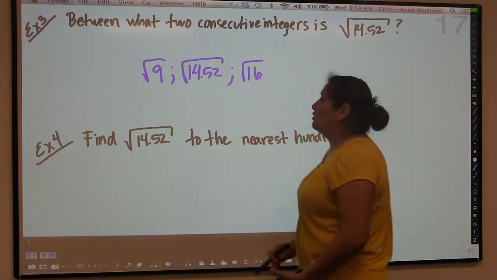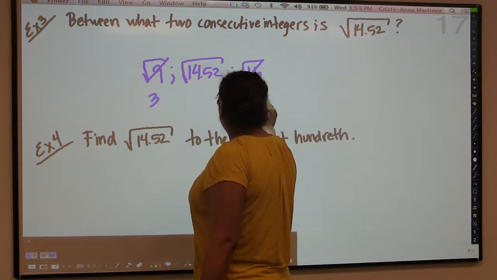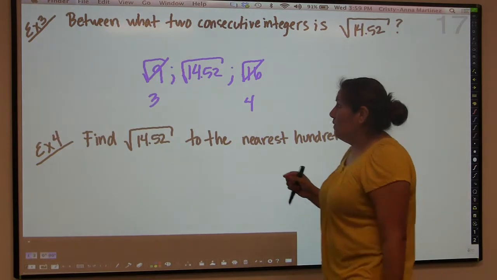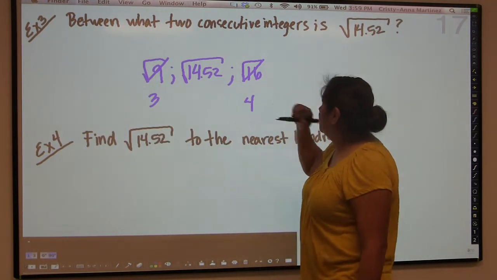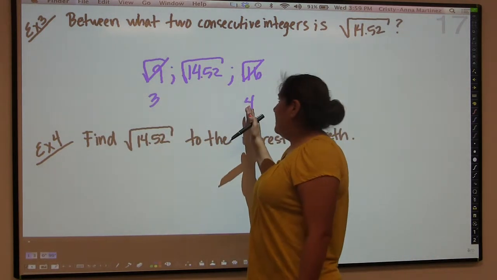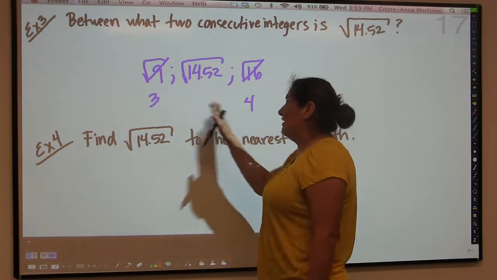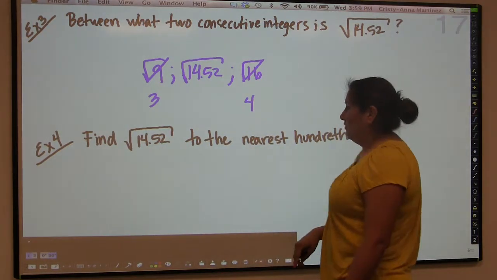All right? And the square root of 9 we know is 3, and the square root of 16 we know is 4. So we don't really know what the square root of 14.52 is, but we would expect it to be somewhere between 3 and 4. And so when it says what 2 consecutive integers it's between, it's going to be between 3 and 4. And the closer to the 16 it is, the closer to the 4 it is. It's not going to be like 3.1. It's going to be closer to 3.7, 3.8, or something like that.